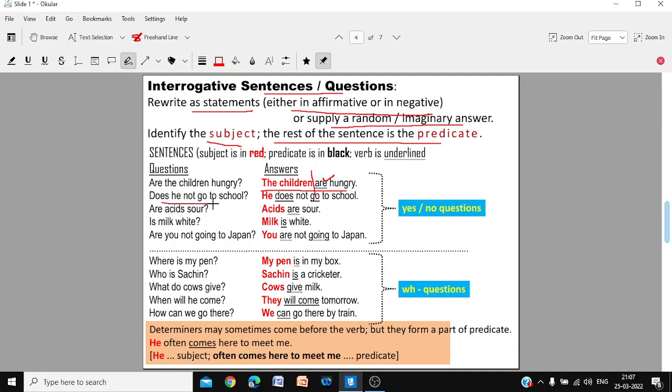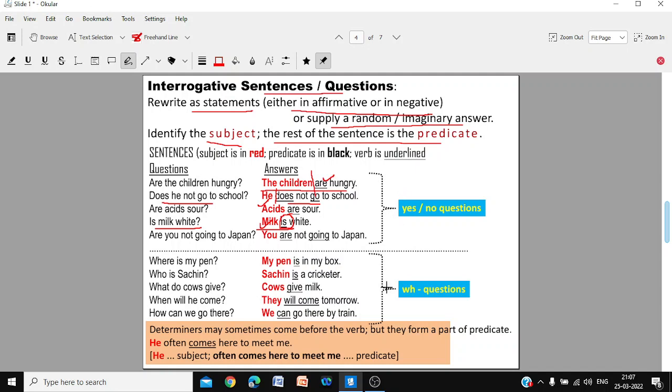Does he not go to school? He does not go to school. Now identify the verb, and whatever comes before the verb is a subject. Is milk white? Milk is white. Identify the verb. Whatever comes before the verb is a subject. Now that's for yes/no questions.